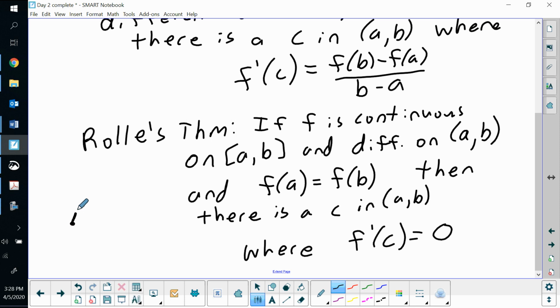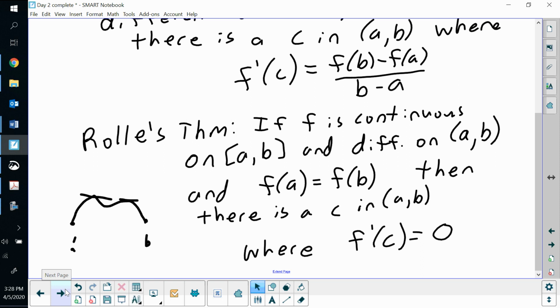So again, maybe here's a and here's b. If the y values of those are equal, we're guaranteed there's at least one spot, and again, the one that I just drew had two spots, but we're guaranteed there's at least one spot. There must be a turning point, so the slope must be 0. So again, for that, if you want to pause that, write that down all the way, that'd probably be a good idea.